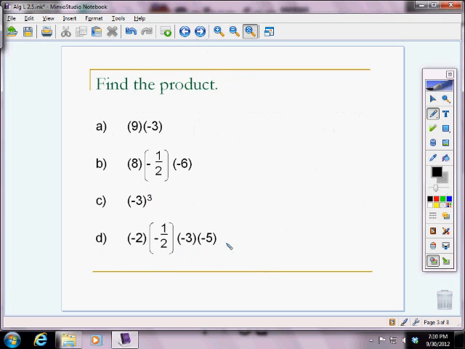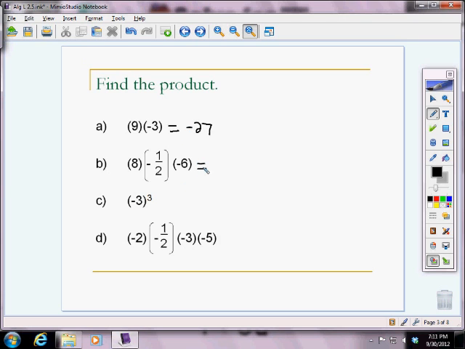So let's look at some examples here. Very simply, this again isn't any different than what we've done in the past. 9 times a negative 3. Well, 9 times 3 is 27. Since one is positive and one is negative, our answer is negative.